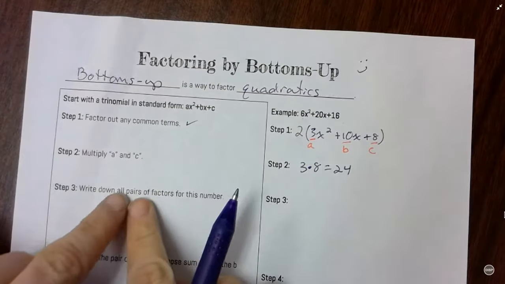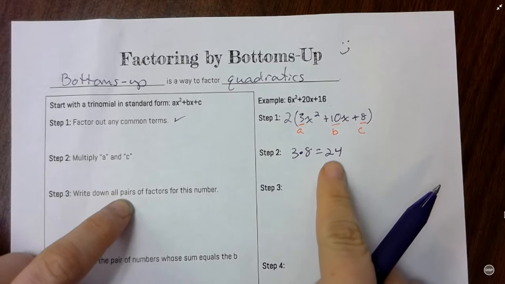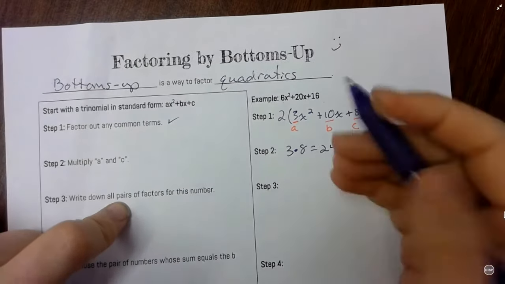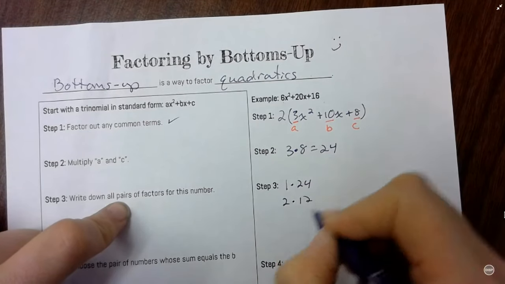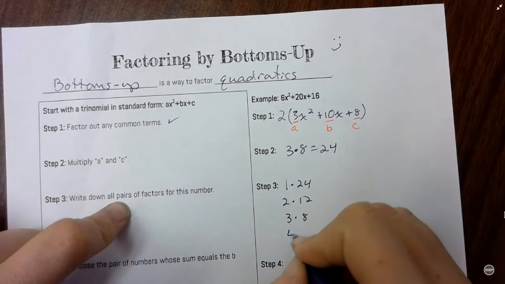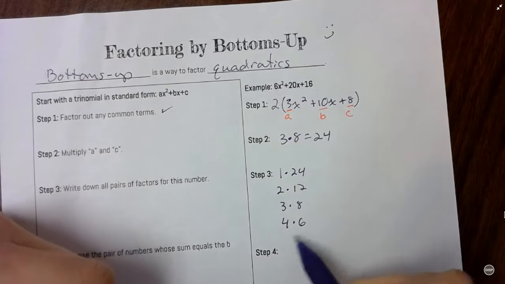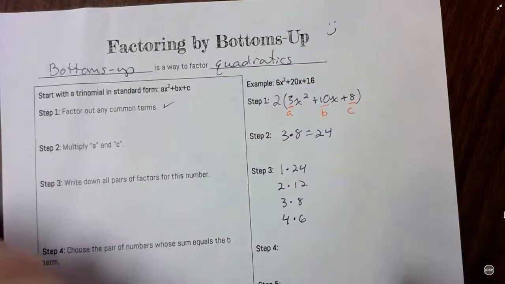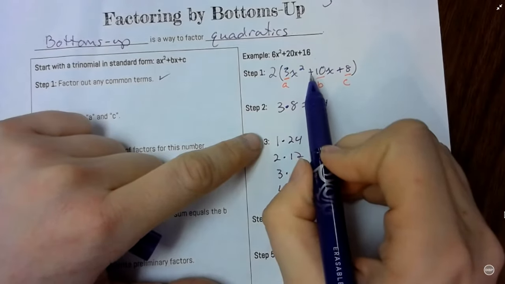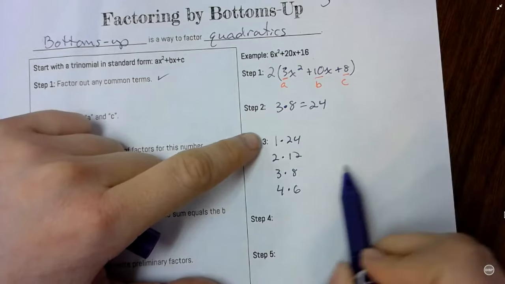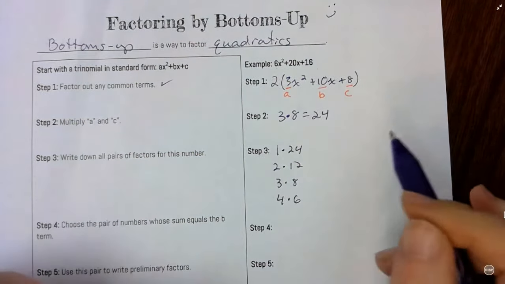Okay. Now we have to write down all pairs of factors for this number. So that's all the different ways we can get 24 by multiplying. So I can take 1 times 24, 2 times 12, 3 times 8, and 4 times 6. And I could do like 6 times 4, 8 times 3, and so on, but you don't have to list them twice. Now, if this were a negative right here, then I would have to list the negative factors as well. But since everything here is positive, then just worry about the positive factors.